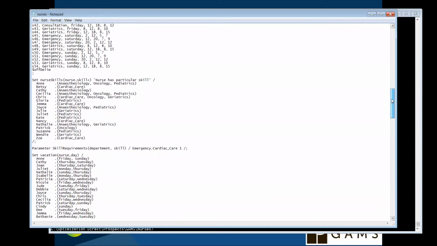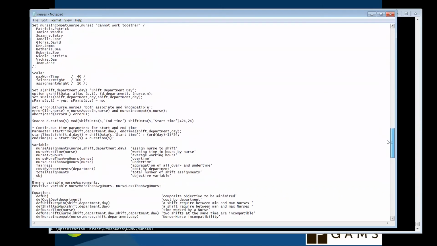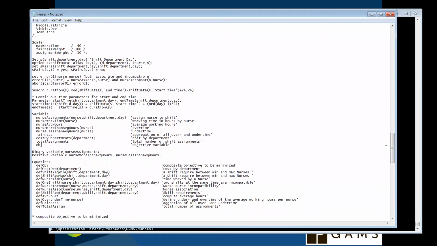So the data here is set up in standard GAMS arrays. I'll just run through that till we get to the meat of the model, as it were, in which we declare a set of variables describing what happens. Most important here is the assignment of each nurse to each shift, knowing which department it's going to be in and which day it's going to be on. So if you think of a shift as being some time slot in the week, then we've got our assignments of each nurse to time slots in given departments during the week.